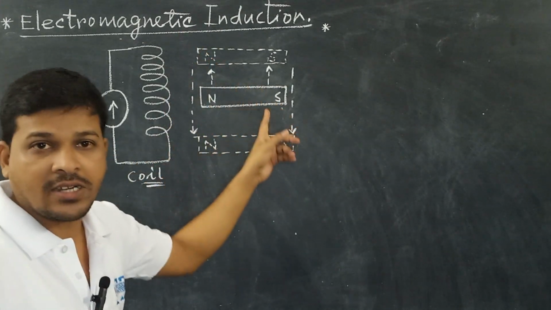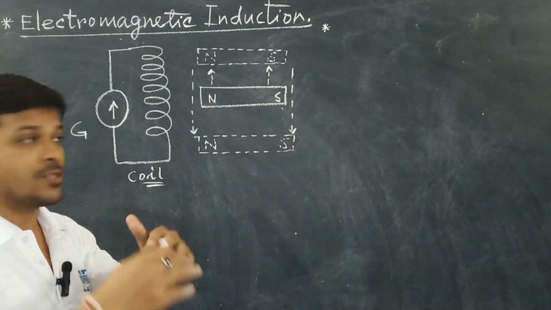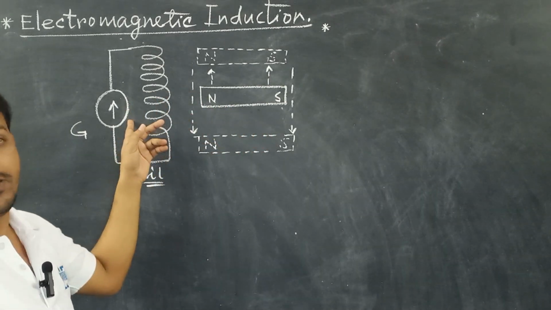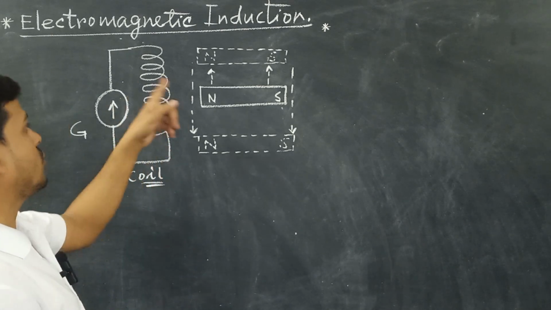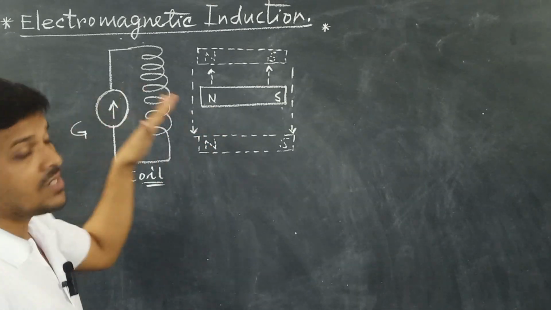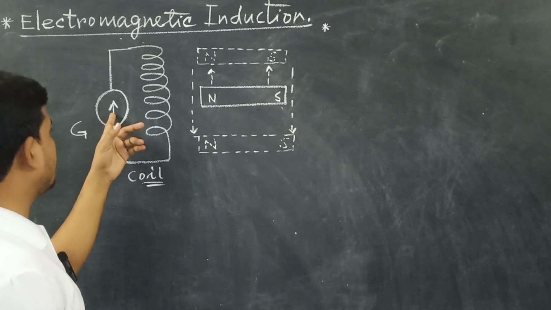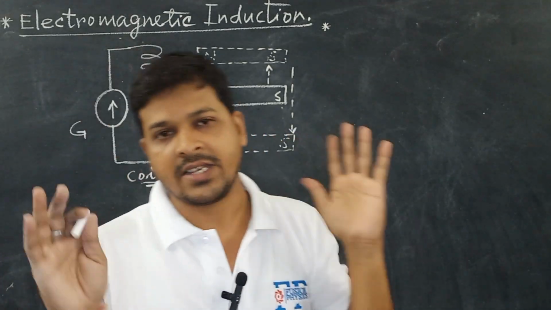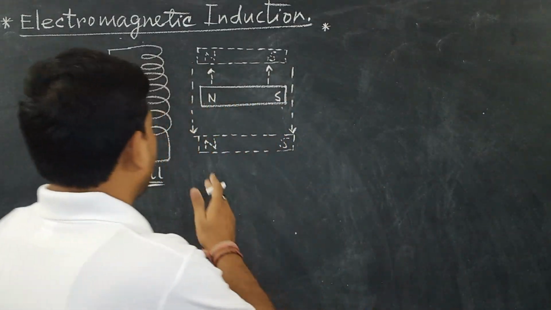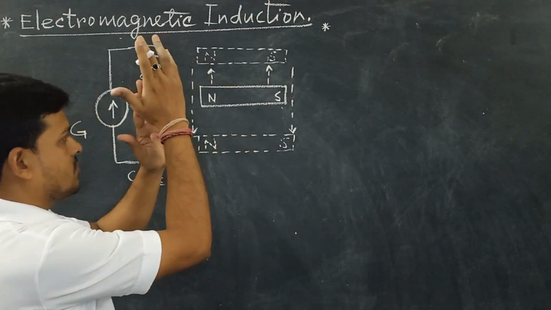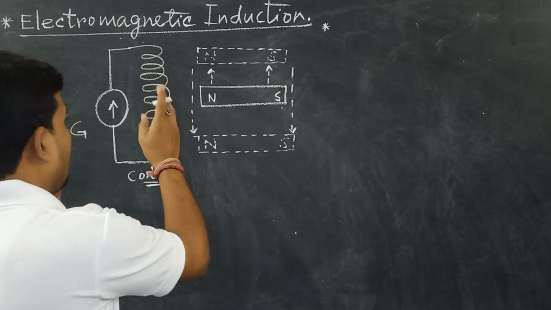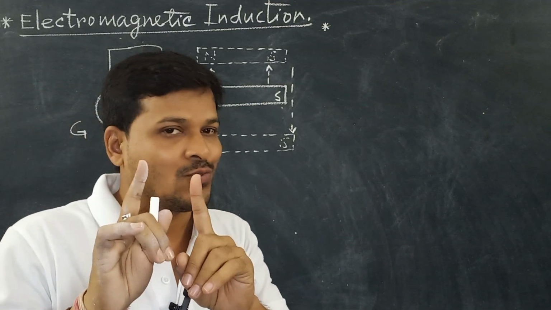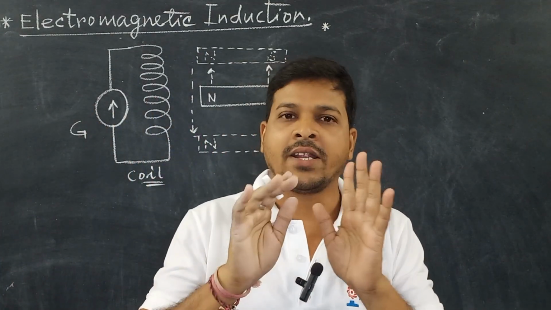In a variable magnetic field, if there is a rate of change of magnetic flux associated with this coil, then an EMF will be induced within the coil. As a result, the galvanometer deflects. That's why the needle of the galvanometer deflects in a particular direction. That means if the magnetic flux changes with respect to time, then an EMF will be induced within the coil. That is called the induced EMF, and the phenomenon is called electromagnetic induction.